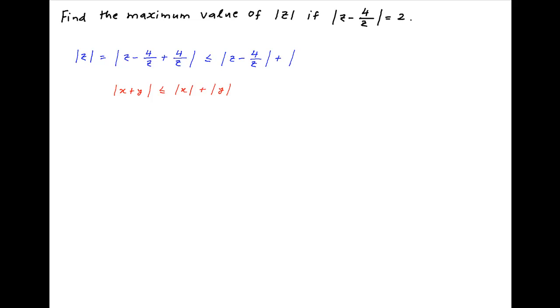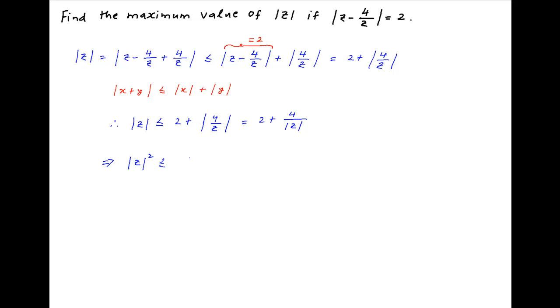the above expression is less than or equal to the absolute value of z minus 4 upon z plus the absolute value of 4 upon z. Now we are given that the first term on the right hand side is equal to 2. And therefore the right hand side is equal to 2 plus absolute value of 4 upon z. Therefore, absolute value of z is less than or equal to 2 plus the absolute value of 4 upon z, which is equal to 2 plus 4 upon absolute value of z.